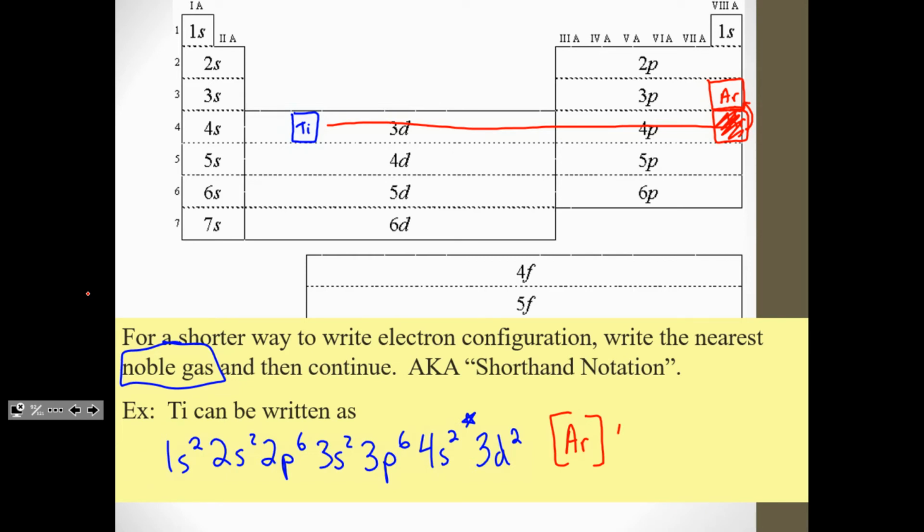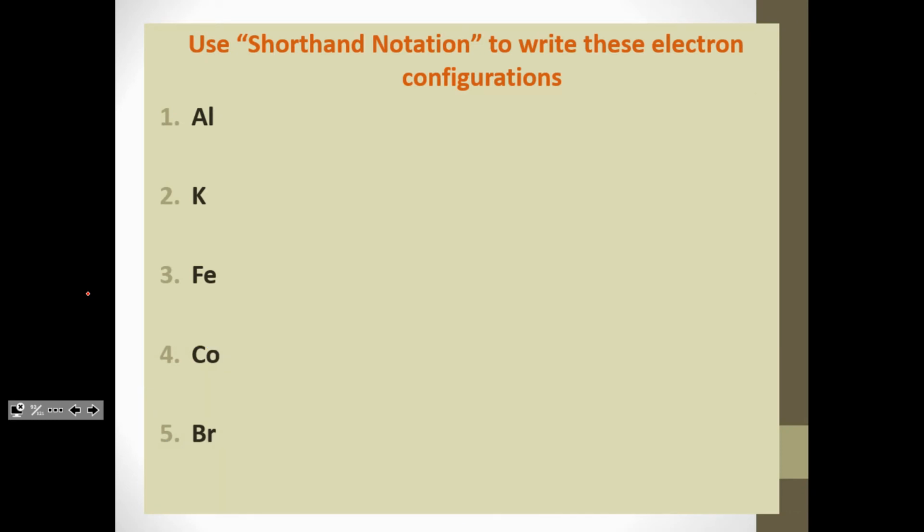So from argon, all we have to say is 4s2, 3d2. It shortens it, and it's called the noble gas notation. So let's go ahead and use the shorthand notation to write the electron configurations for these elements.